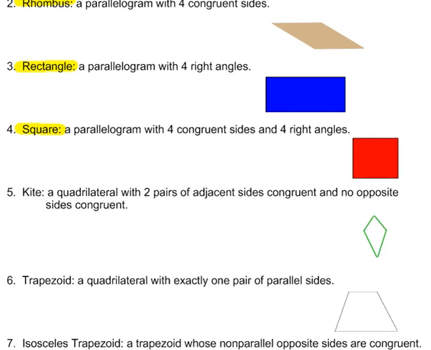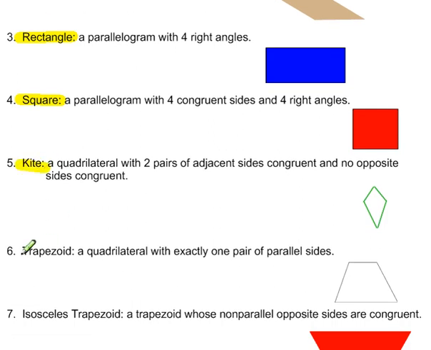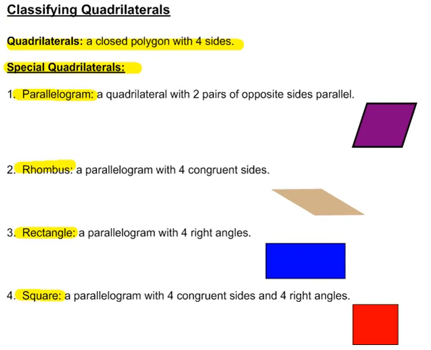Of course, we're going to roll this down. And we're going to talk about kites, trapezoids, and isosceles trapezoids. I'm sure that you have heard of some of these and you've used them before in middle school, but we want to go a little bit deeper.